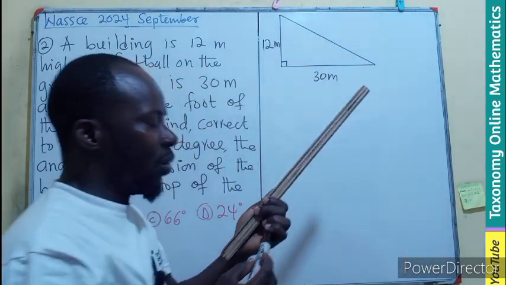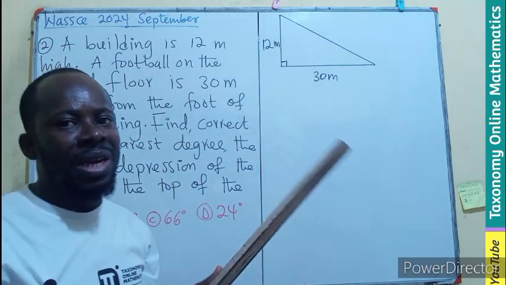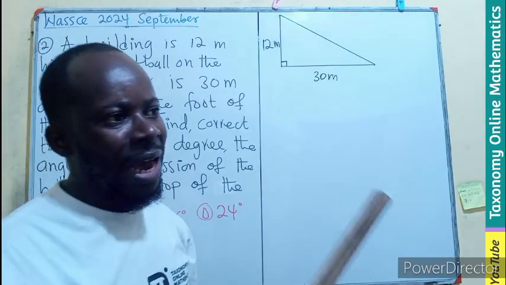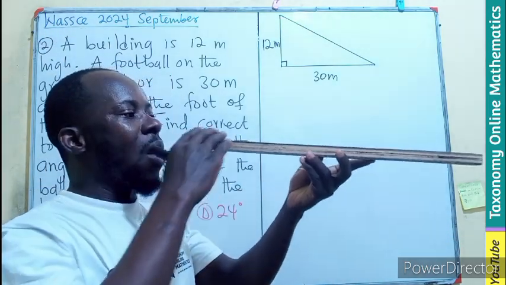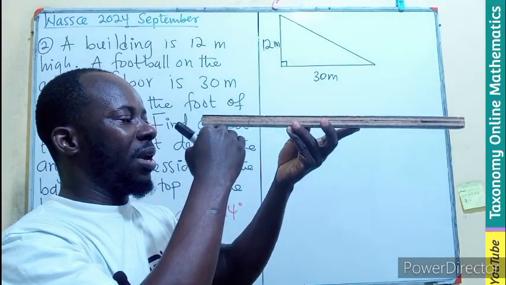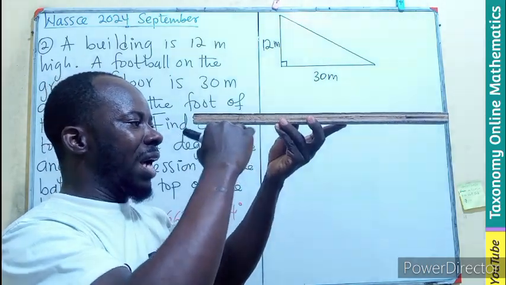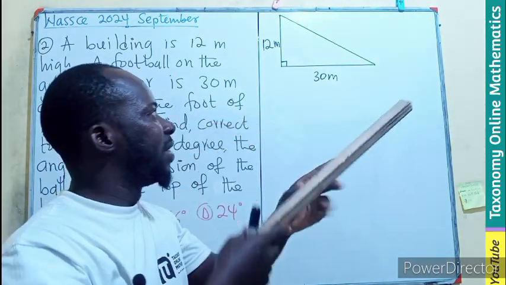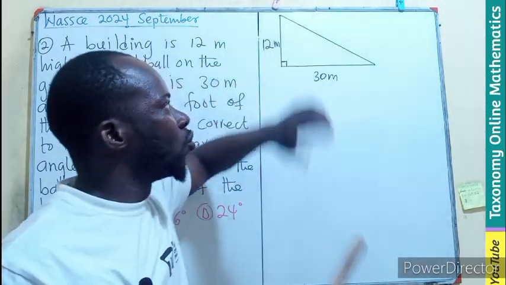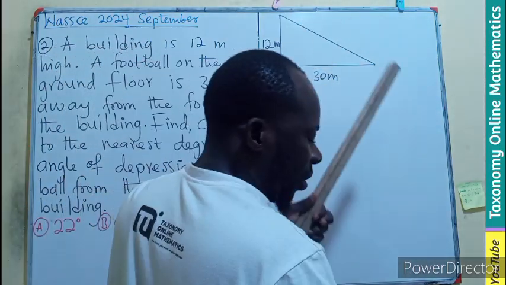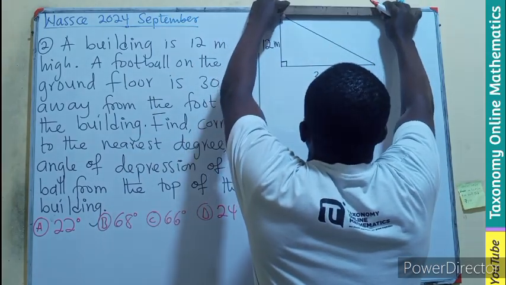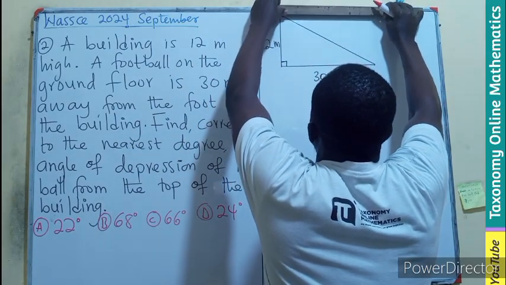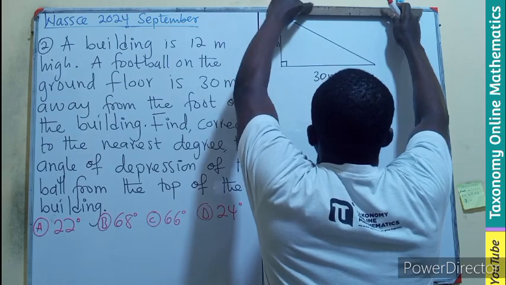Good. Now we need to find the angle of depression. What is angle of depression? Angle of depression is the angle fall from below a horizontal line. So this is horizontal, so the angle falls below it. In this case, there is no horizontal at the top. So we have to indicate a horizontal line there, which will serve as the one we are going to consider to find the angle.